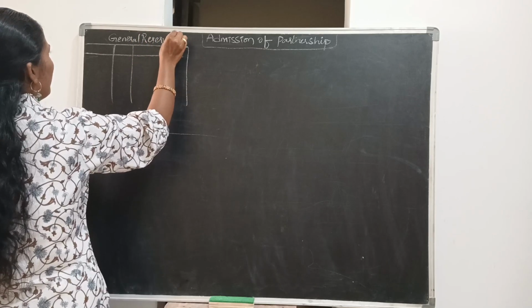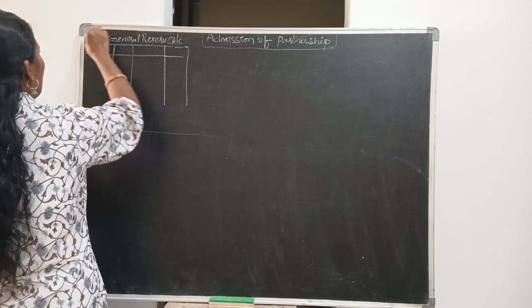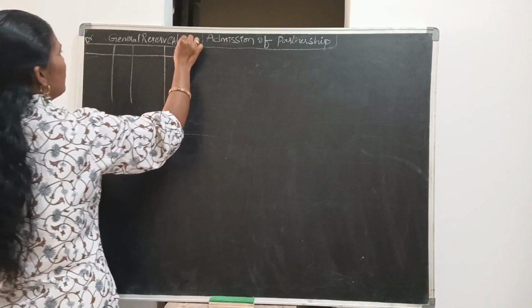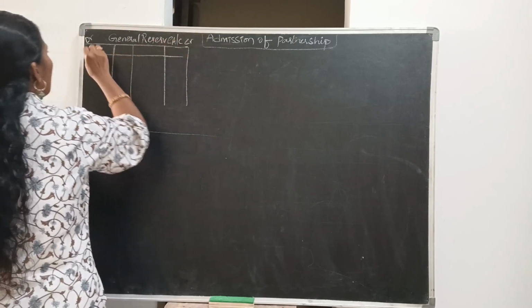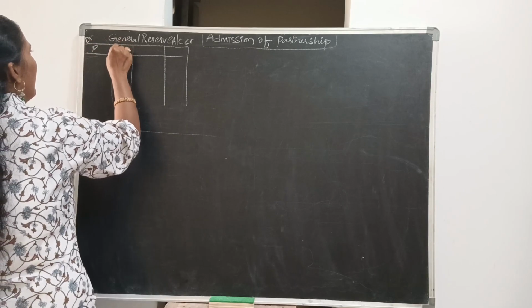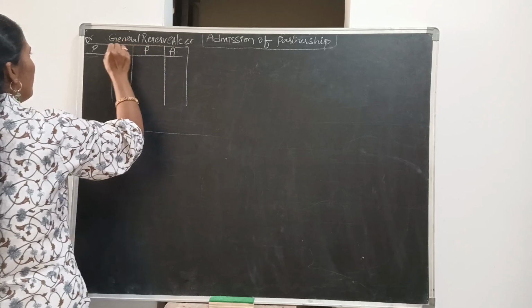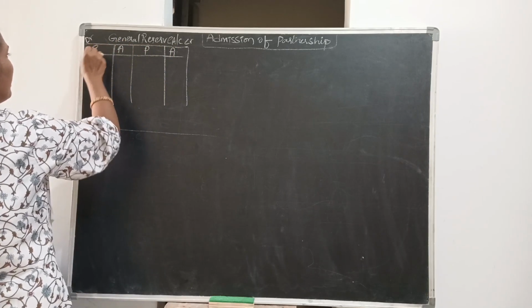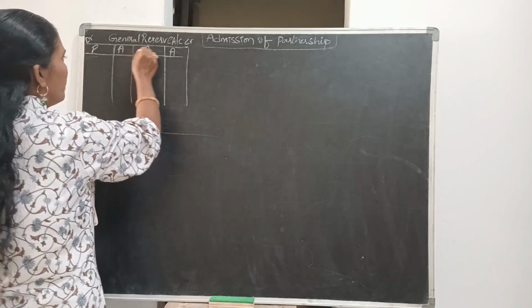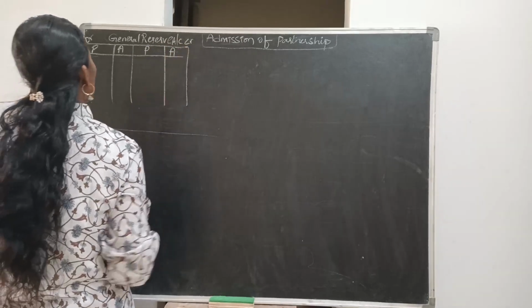So in this problem, we are going to prepare the general reserve account. Particulars, amount, particulars, amount. I am writing in a short form. Don't write like this in your final exams. Write down particulars, amount, in full form.